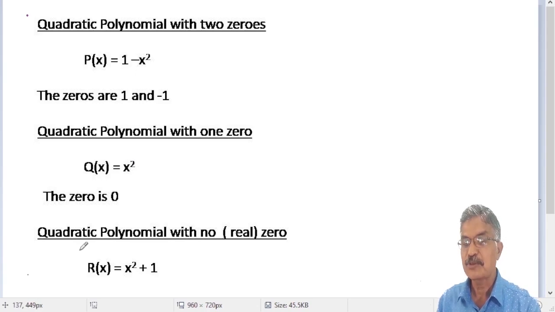And there are some polynomials with no zero. I use the term real, because when you study in higher classes you will study complex numbers. At that time you will study about imaginary numbers. So never get confused at this stage. A polynomial with no zero is r(x) is equal to x square plus 1. The graph of this polynomial has no real zero.